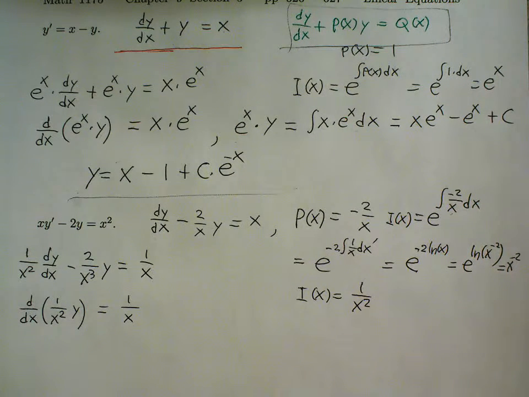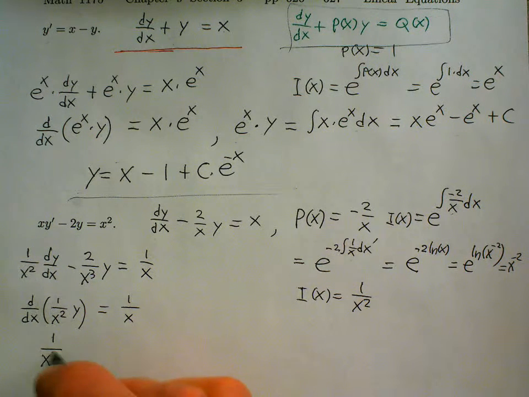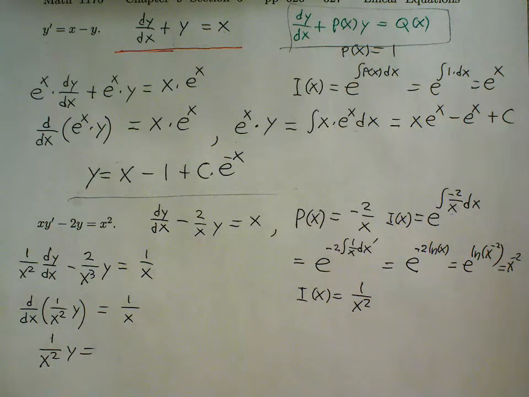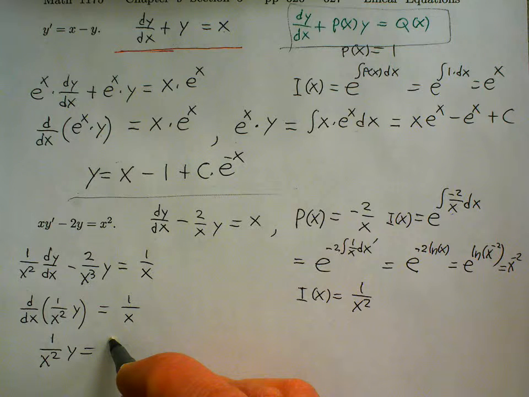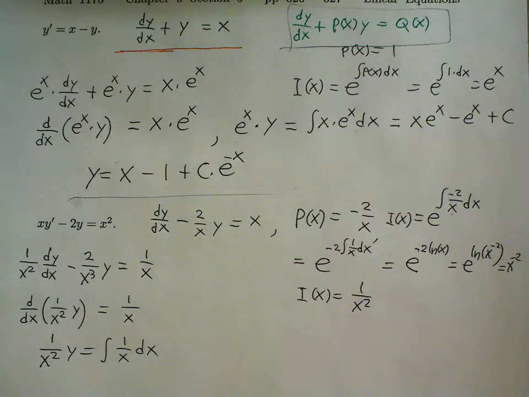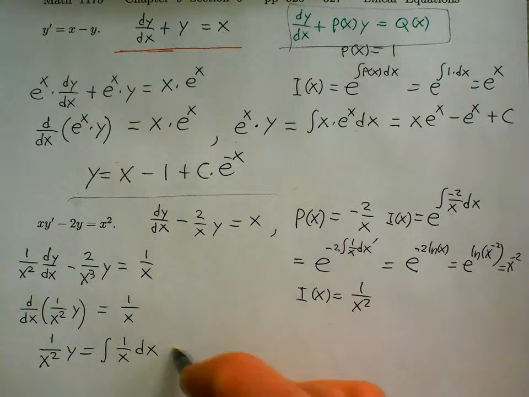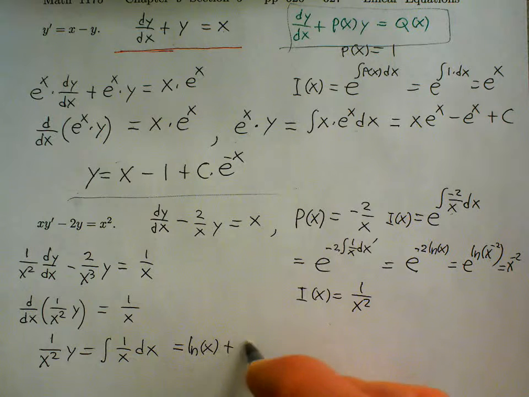Okay, now we'll take the integral of both sides of this. The goal, remember, is to solve for y. So when we integrate the derivative of a function with respect to x, we just get the function. So the left-hand side is 1 over x squared y. And the right-hand side is the integral of 1 over x dx. And that's the natural log of x plus a constant.